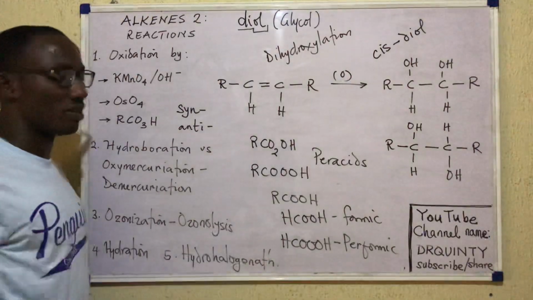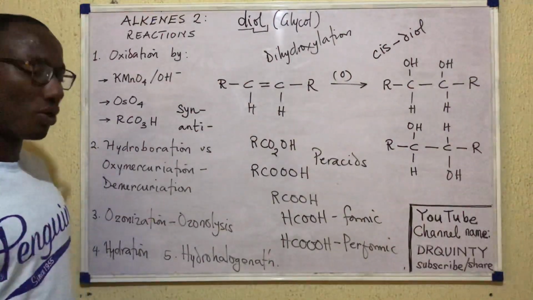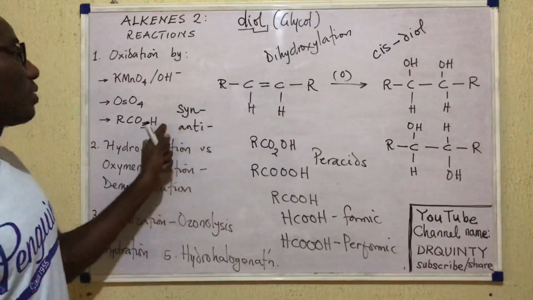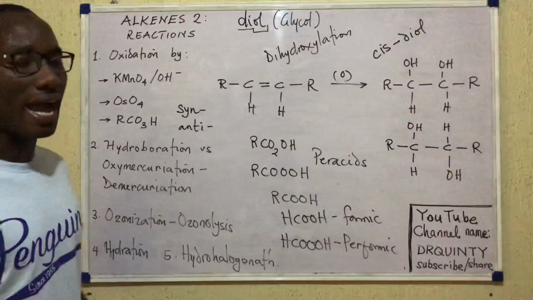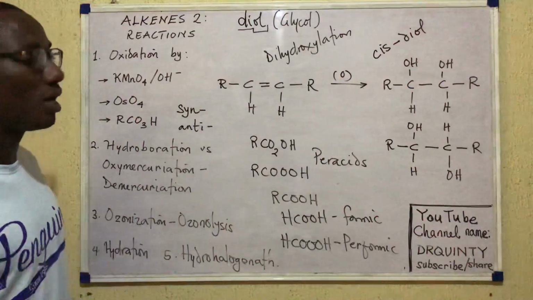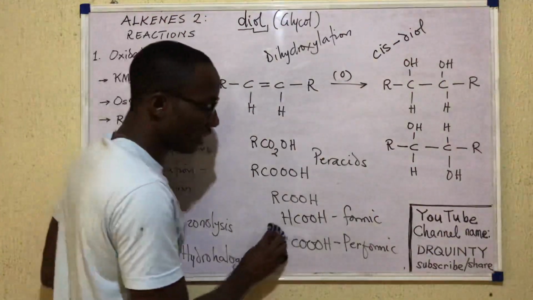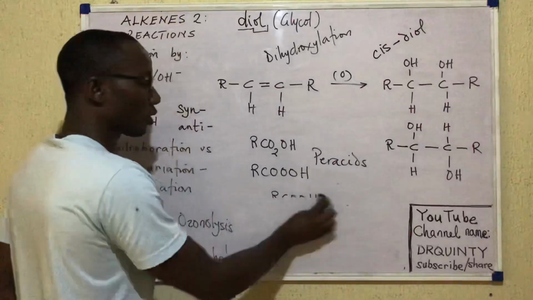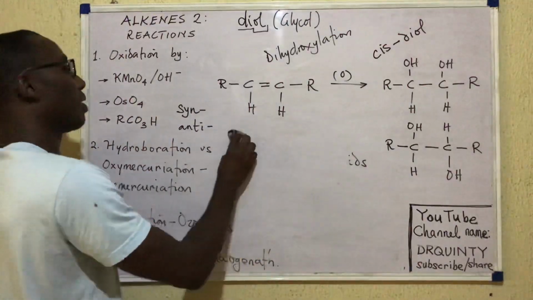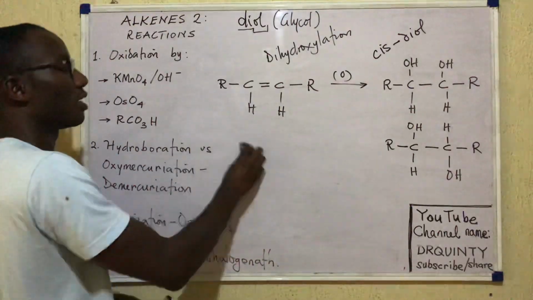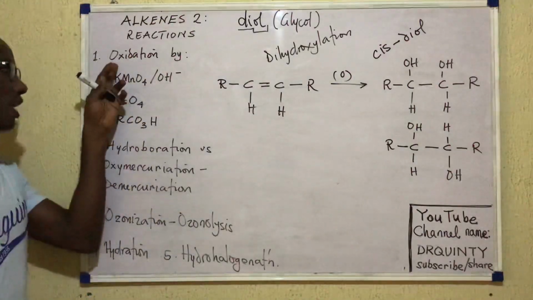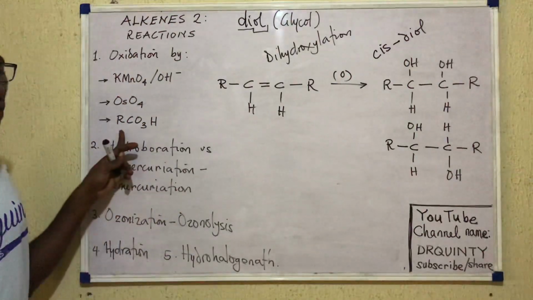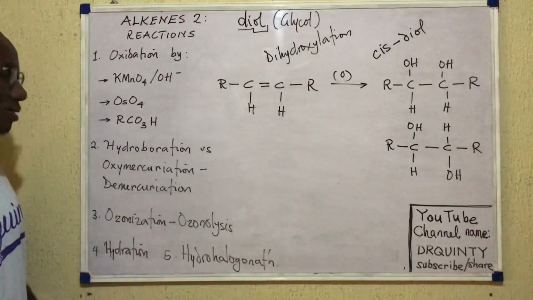So peracids are oxidizing agents, good oxidizing agents, and in their own case, when they bring about dihydroxylation of an alkene, they give us diols that are in what configuration now? Yeah, you're right if you're saying trans. So that's it for the first reaction, dihydroxylation of alkenes to give diols.